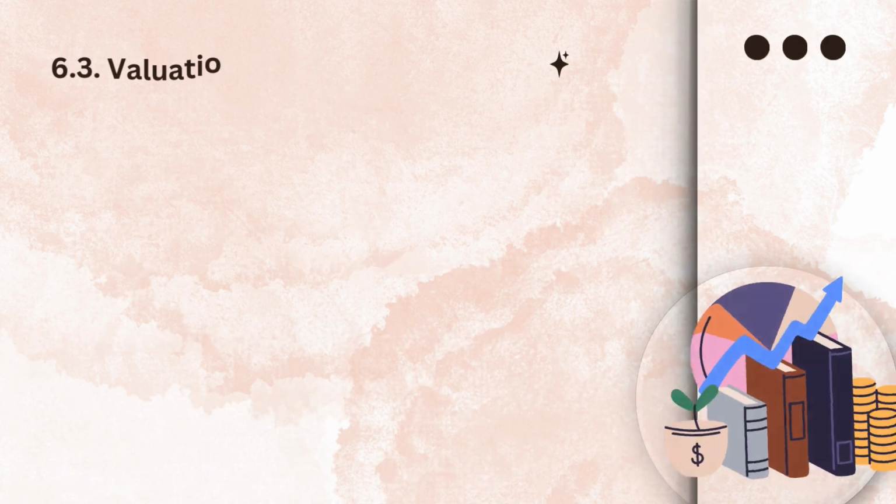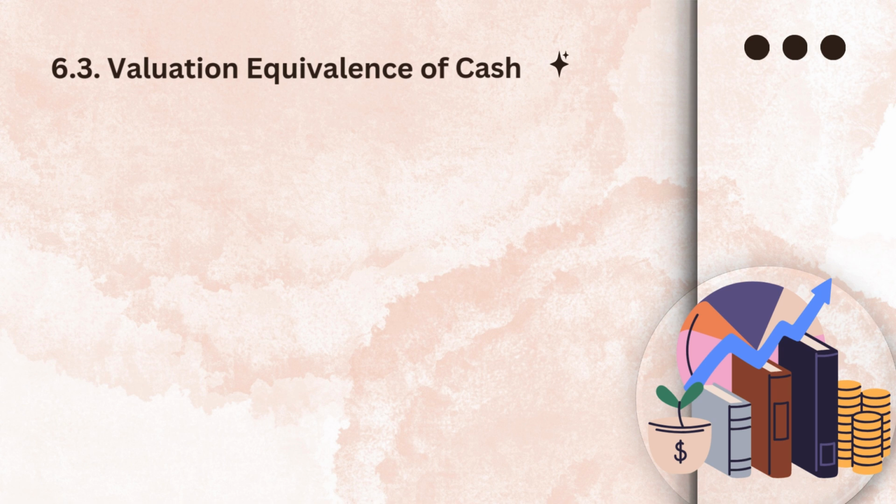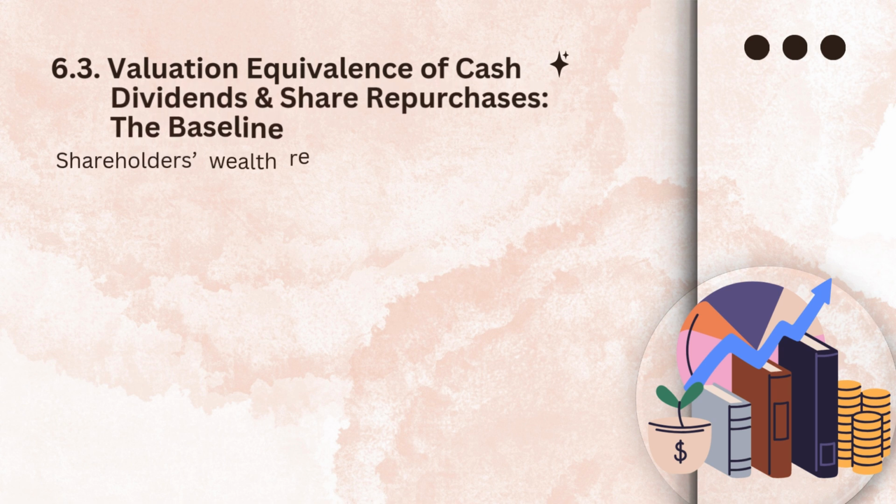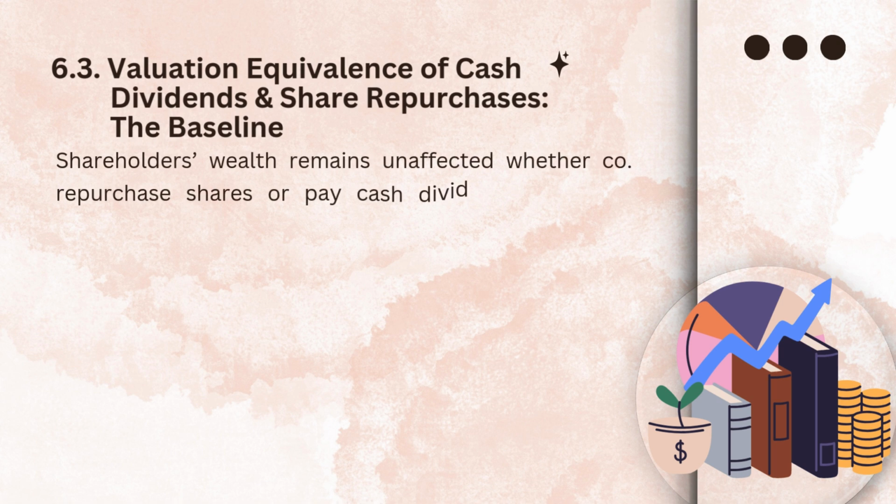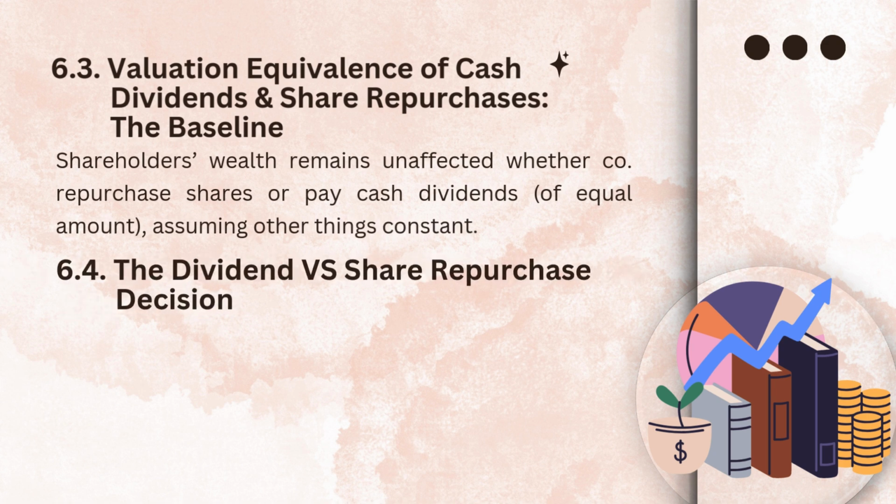6.3 Valuation equivalence of cash dividends and share repurchases, the baseline. Shareholders' wealth remains unaffected whether the company repurchases shares or pays cash dividends of equal amount, assuming other things constant. 6.4 The dividend versus share repurchase decision.